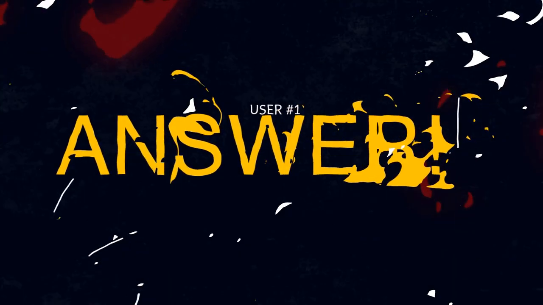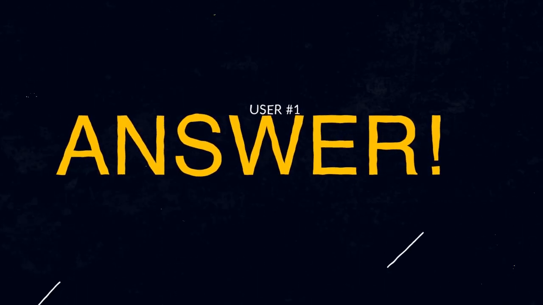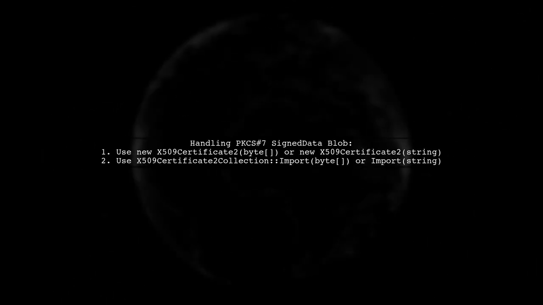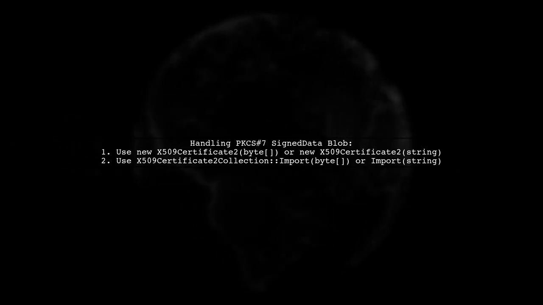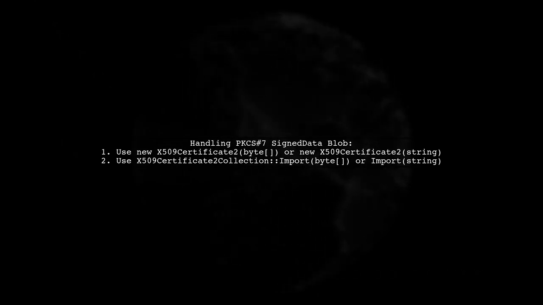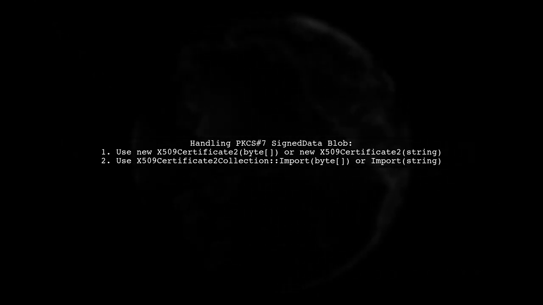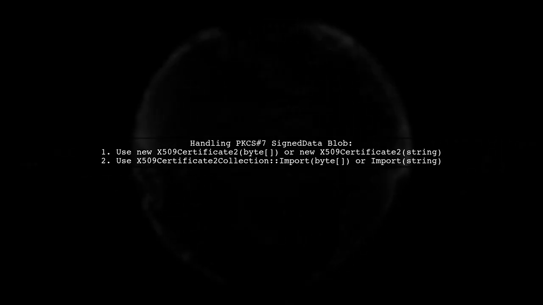Let's now look at a user-suggested answer. If you're encountering a "cannot find the requested object" exception while creating an X509Certificate2 from a string, it might be due to how you're handling a PKCS7 signed data blob. There are two main methods to open it.